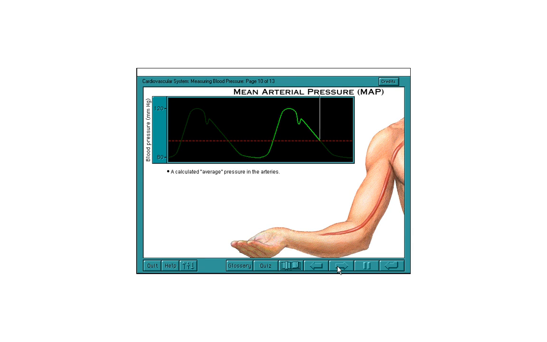Mean arterial pressure, abbreviated MAP, is a calculated average pressure in the arteries. Mean arterial pressure equals the diastolic pressure plus 1/3 of the pulse pressure. Mean arterial pressure is not simply calculated as the average of systolic pressure and diastolic pressure because diastole lasts longer than systole, and so the mean arterial pressure is closer to the diastolic pressure than it is to the systolic pressure. The mean arterial pressure is the force that propels the blood to the tissues throughout the cardiac cycle.